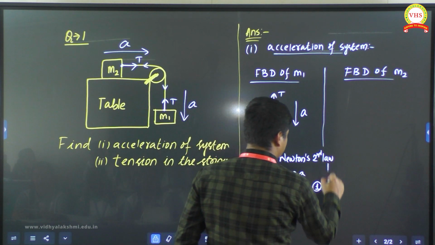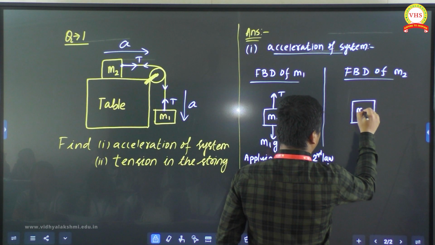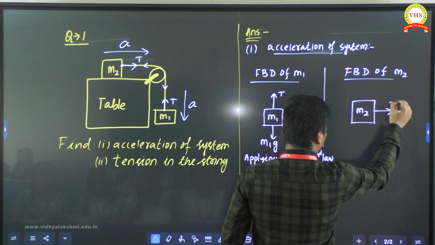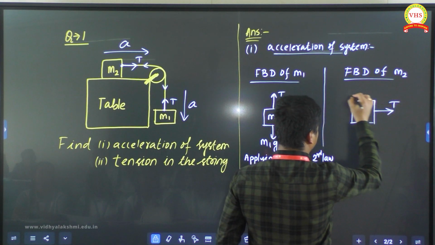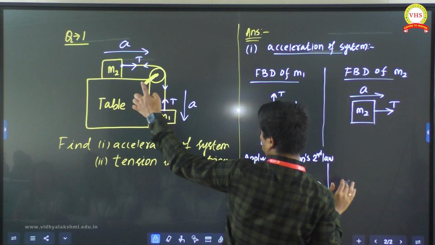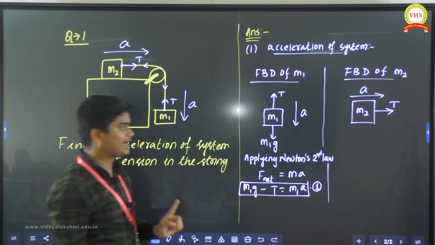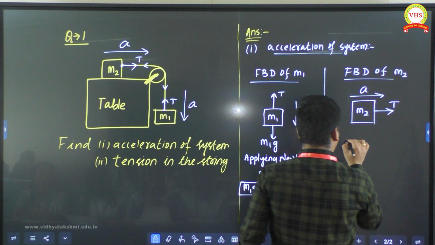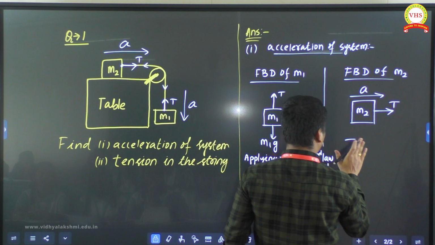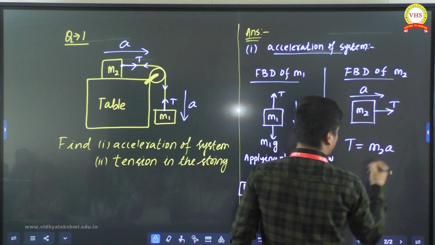Equation 1. Next, I will do the free body diagram of M2. Now tension is T in the rightward direction. Acceleration is a in this direction. Yes or no, for M2? Only one force is responsible for motion. That means if you apply Newton's second law, I can write T equals M2a. Directly I can write T equals M2a.